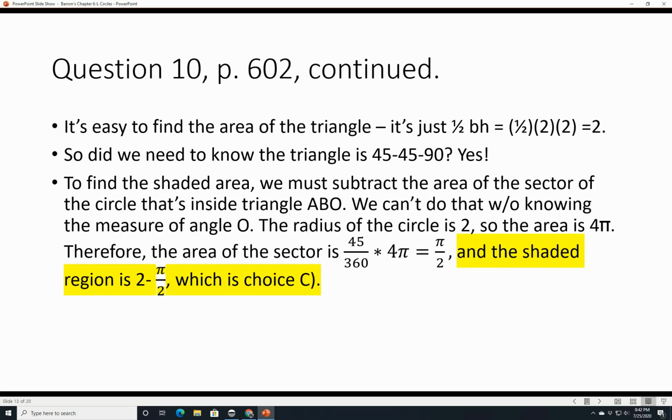So what you can do here is we know it's 45 degrees, so therefore the area of the sector is going to be 45 over 360 times 4 pi, because that's the area of the whole circle. 45 over 360 is just the proportion that's inside this sector here. That's 1/8, because 90 is 1/4, so you can just divide that in 2 to get 45. So 1/8 times 4 pi is just going to be pi over 2, and the shaded region is 2, because that's the area of the triangle, minus pi over 2, which is the area of the sector, which is choice C.